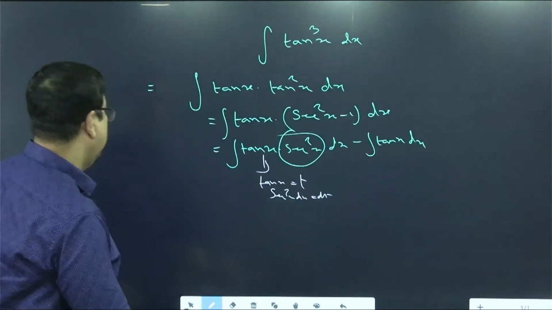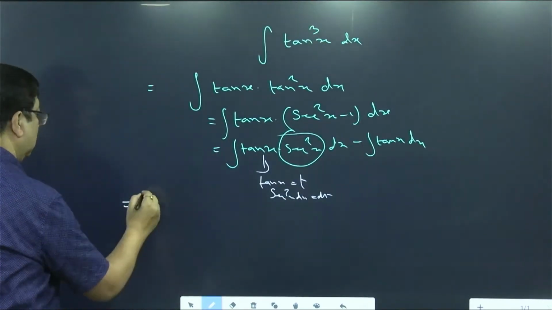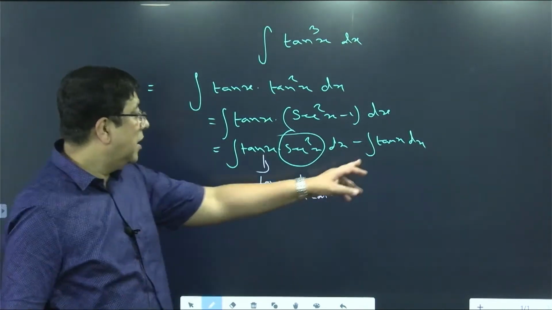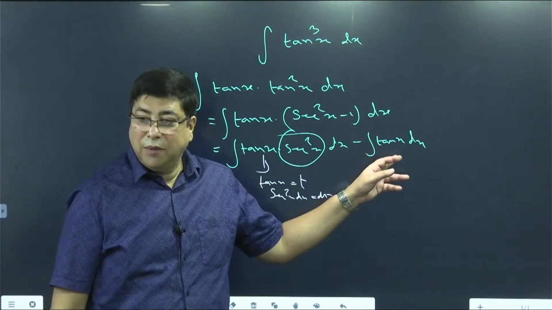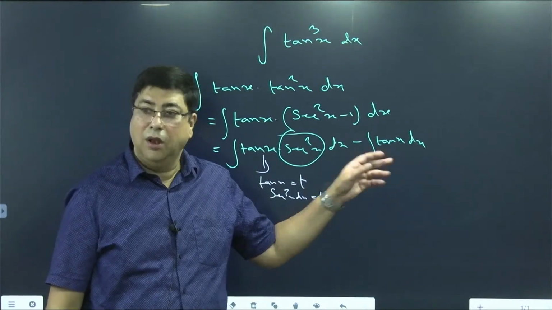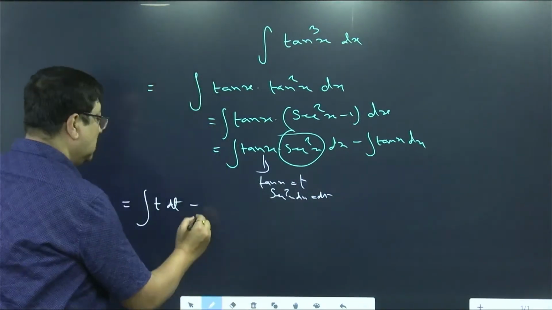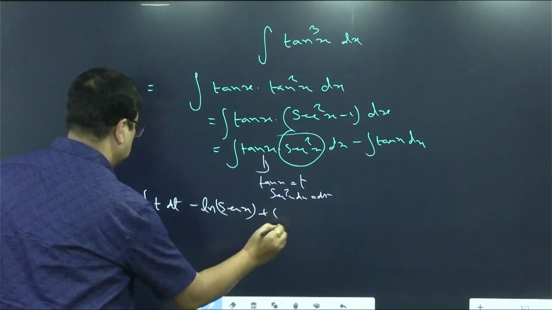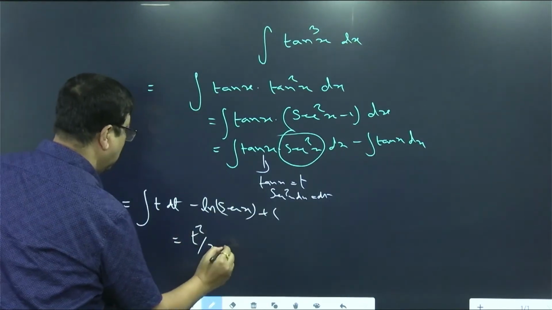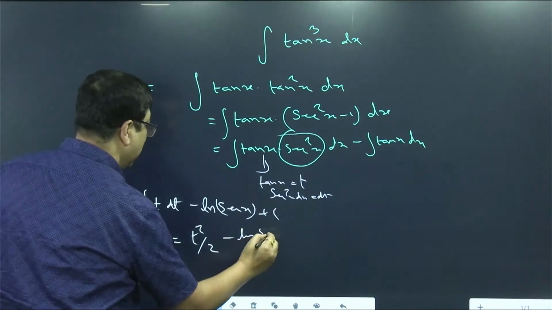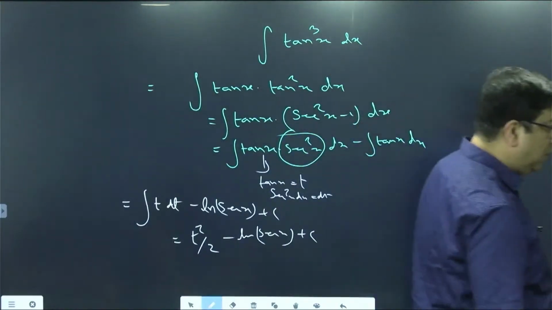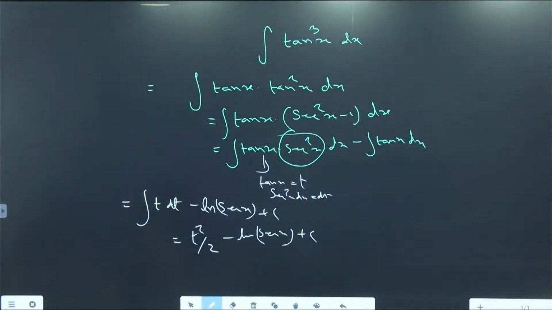Therefore we are getting here t dt minus, once again, what is the integration of tan x? Log sec x. So minus log sec x plus c. So t square by 2 minus log sec x, and finally put the value of t. Sum is over. See this.